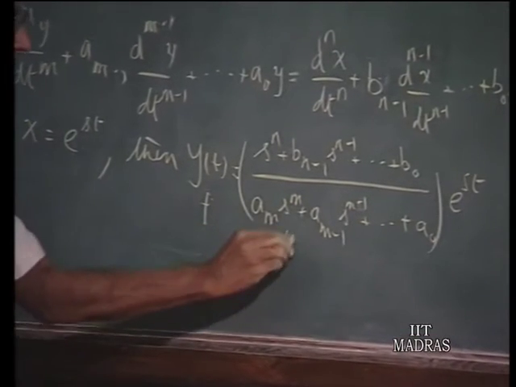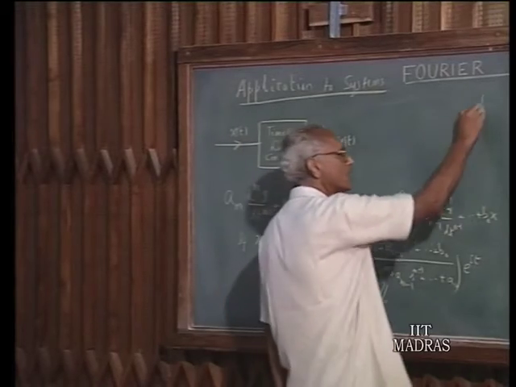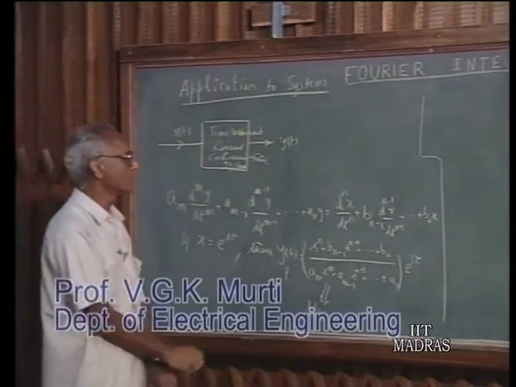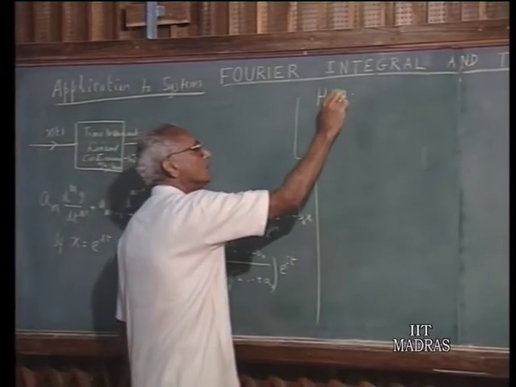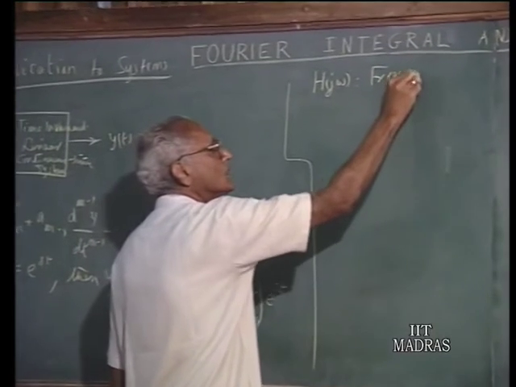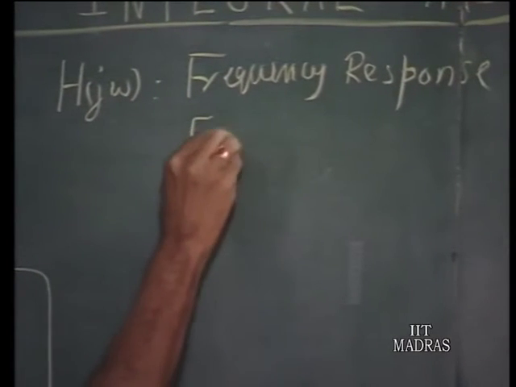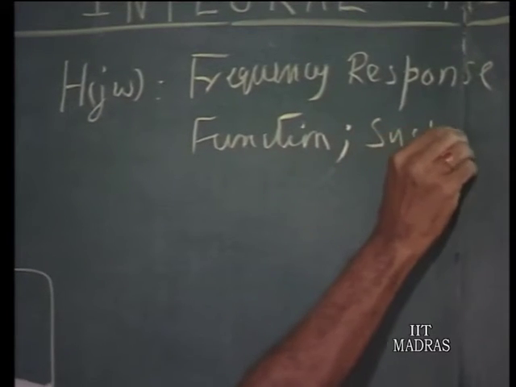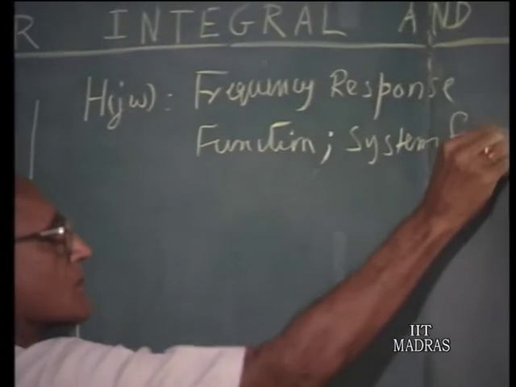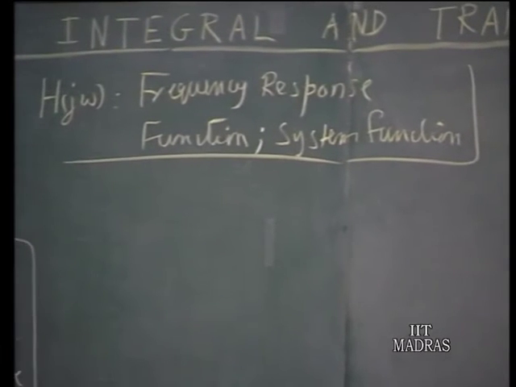And this we observed is called the system function H of s. We are in particular interested in the system function evaluated when s is equal to j omega. So, if this is H of s, H of j omega is the frequency response function, also called system function. Often this is by itself called system function, and it is this particular function which we will make use of in the Fourier transform applications to systems.